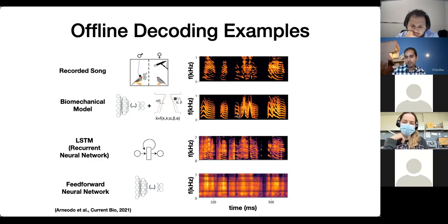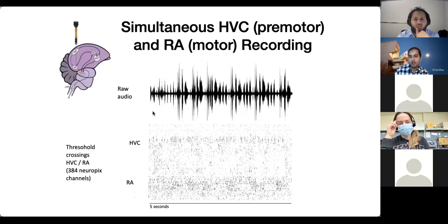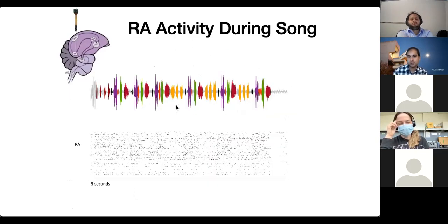Our LSTM output and our feed forward. So we think that these sorts of biomechanical constraints are going to be quite important for building learnable and usable speech prostheses. As I mentioned, we're recording this activity simultaneously across multiple nuclei.